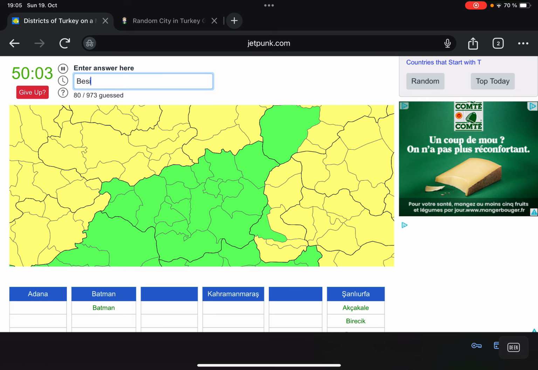Then we have Beşiri, Çeriş, not Çeriş, what was it? Gercüş. Mixed this one up. Gercüş. This one should be Hasankeyf. We have, what was it? Is it Kozluk? Kozluk. Yes, it is Kozluk and Sason.